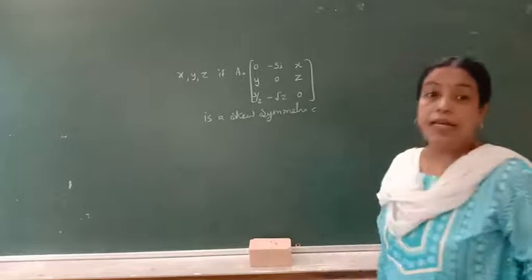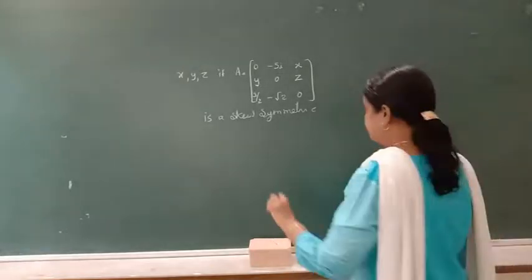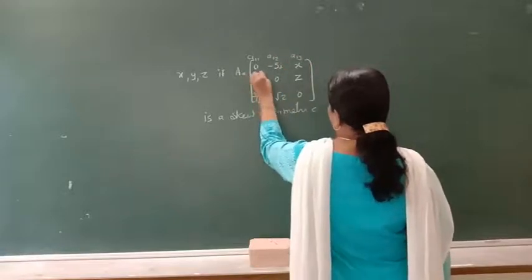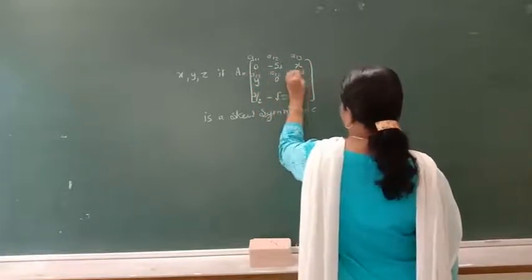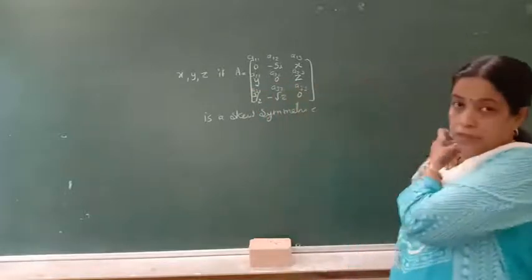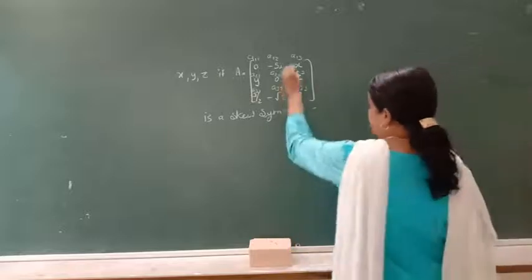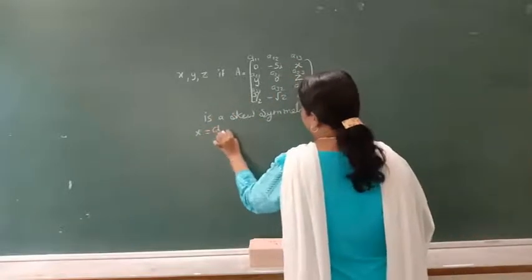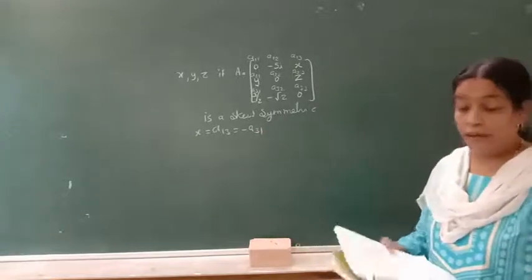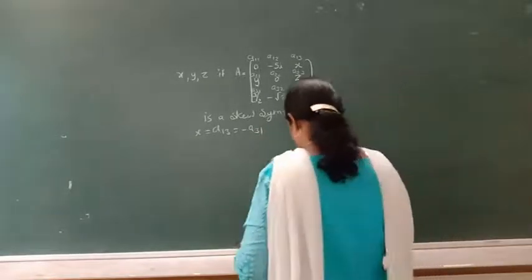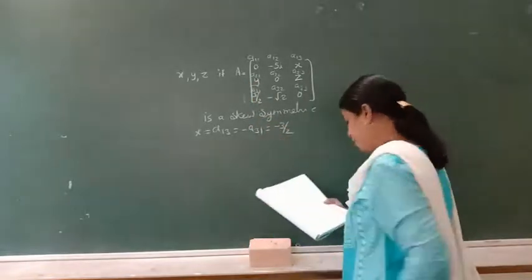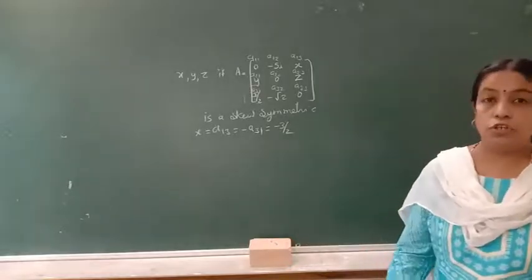What we will do is name the elements so that it is easy for you. A11, A12, A13, A21, A22, A23, A31, A32. Now we have to find the value of x. x is present at A13, which will be equal to minus A31, according to our definition. So what is minus A31? The element at 31 is 3/2. So what will be the value of x? It will be minus 3/2.